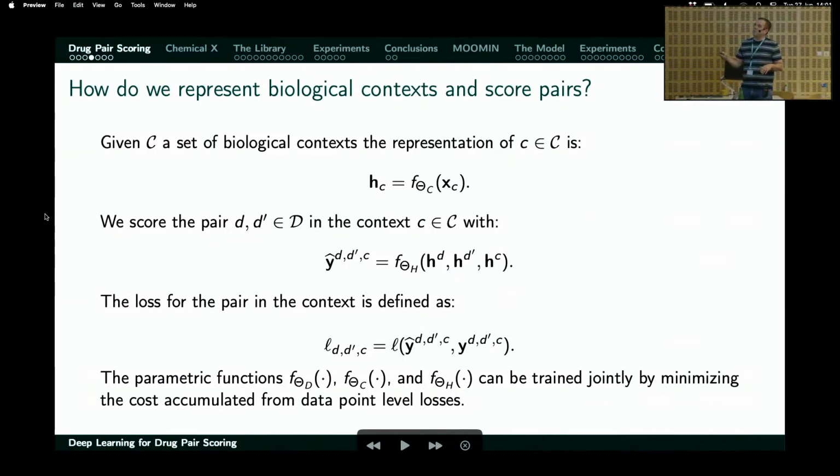You have a loss function that is defined on the label for the pair here, and the prediction made for that label. And finally, the beauty of this whole thing is that the parametric functions can be trained jointly by minimizing the cost accumulated from the data point level losses. What I mean by that is that you can have a cost function where you are summing over all of the observed triples that you have, and you are trying to minimize that cost function. Is this clear so far?